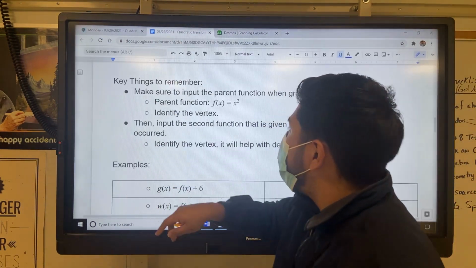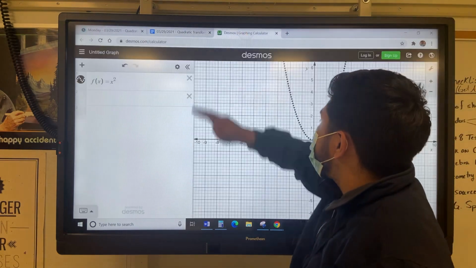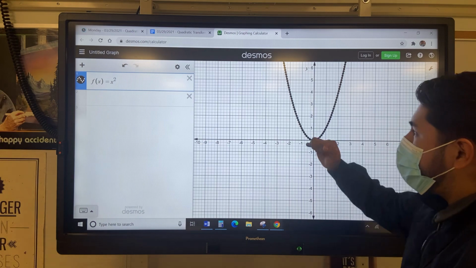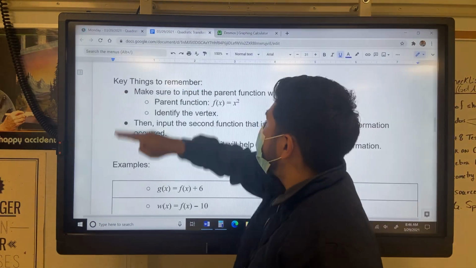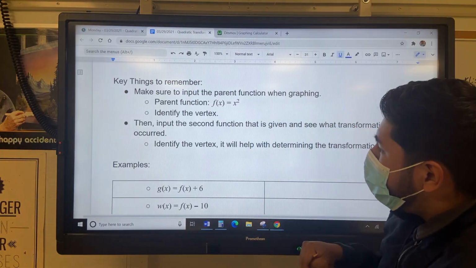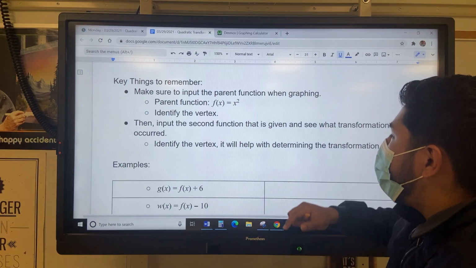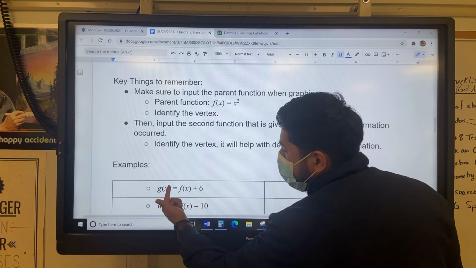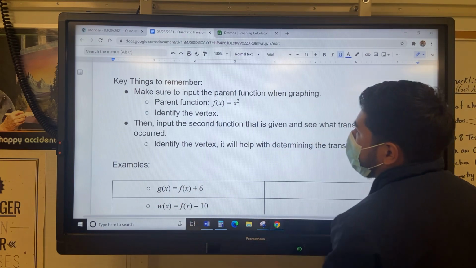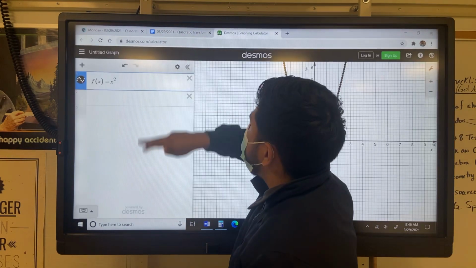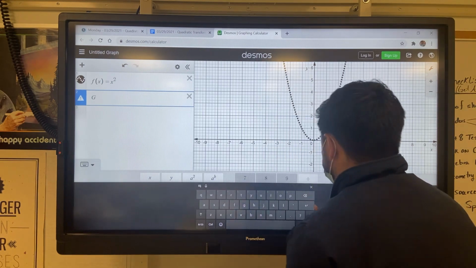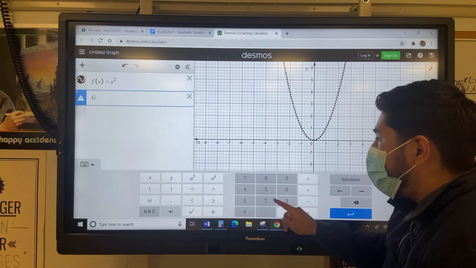Let's keep going. Identify the vertex. So we should all know the vertex is right here, 0, 0. I'm going to make sure we put a nice little point. And then we input the second function, identify the vertex, and then we see what happens to the graph. So the first one's right here. You gotta put g of x equals f of x plus 6. If you're pretty good, you already saw that plus 6 means something great. If you don't, that's all right, I'll help you out. So let's put the whole thing in there.